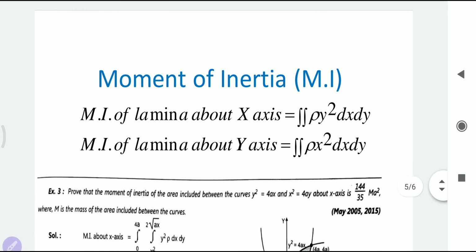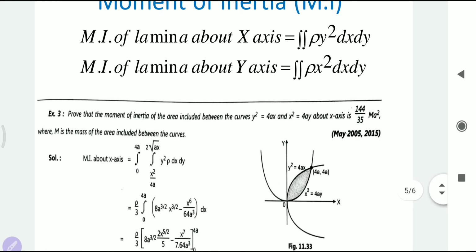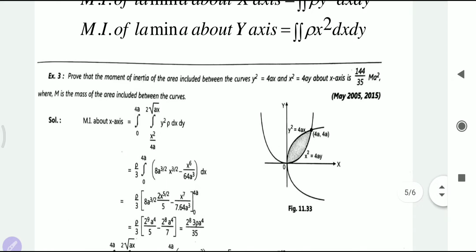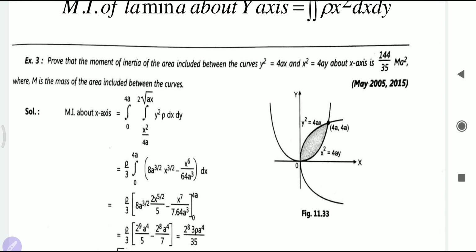Now this is the last application, moment of inertia. So moment of inertia of a lamina about x-axis will be double integration p y square dx dy. Similarly for y-axis, it will be p x square dx dy. What is this p? p is nothing but the distance of that mass from the x-axis or y-axis respectively. So we'll see the problem on this. Prove that the moment of inertia of the area included between the curves y square equal to 4ax and x square is equal to 4ay about x-axis is 144 upon 35 m a square, where m is the mass of the area included between the curves.